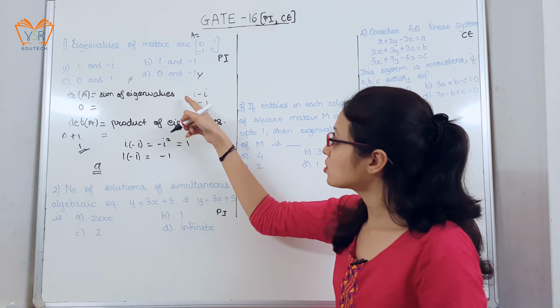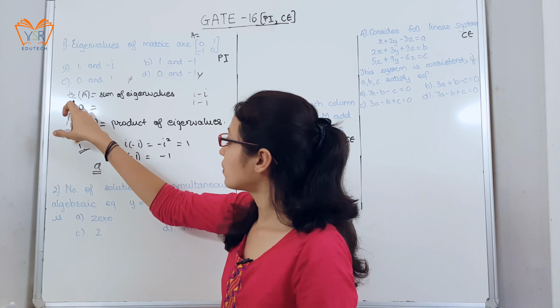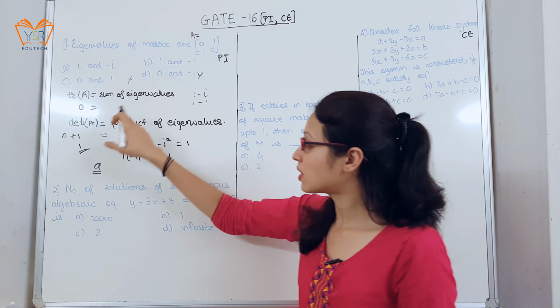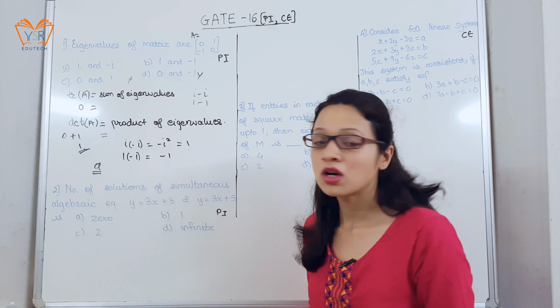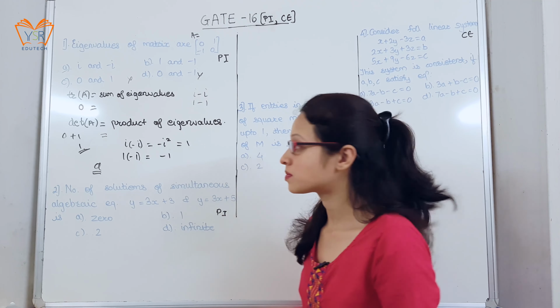So the two properties to be remembered are: trace of A is equal to the sum of eigenvalues, and determinant of A is equal to the product of eigenvalues.